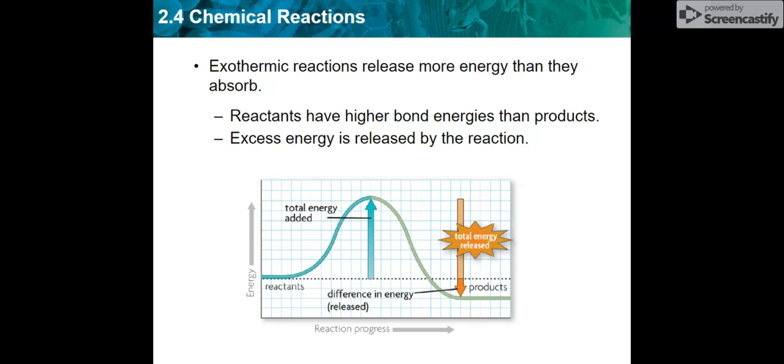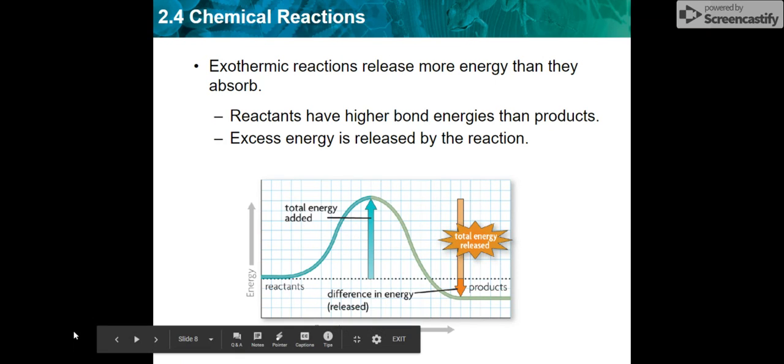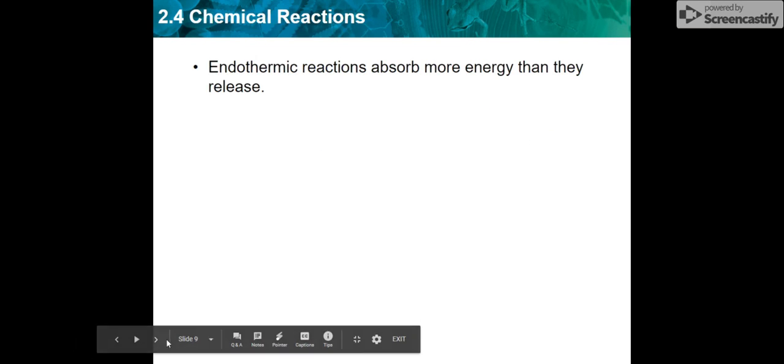So the energy of the products is lower than the energy of the reactants. So overall, energy is released into the environment. That makes this an exothermic reaction. And that energy can be released in the form of heat, light, sometimes even sound. Okay, so again, exothermic: overall energy is released into the environment.